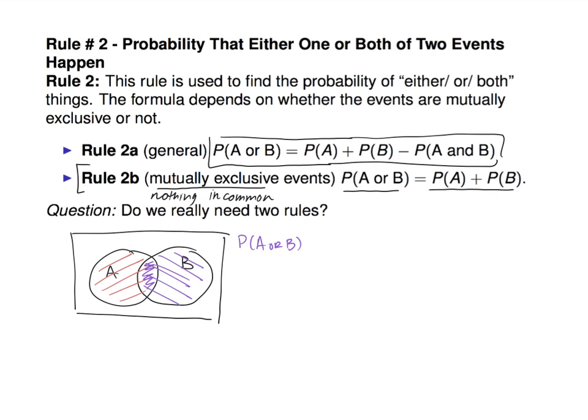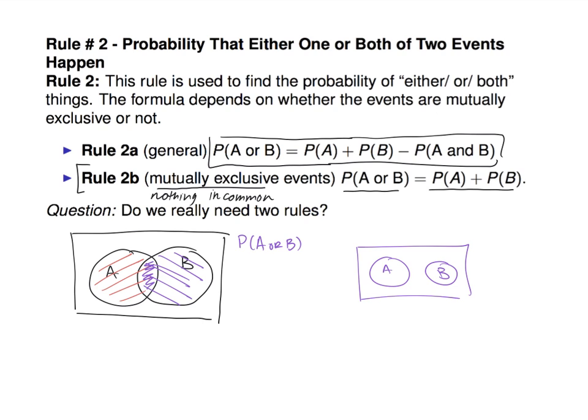What does that picture look like if they're mutually exclusive? The circles are not touching. So there's A, there's B. And so in that case, what would P of A and B actually be? 0. So technically, this formula is a special case of the first one.